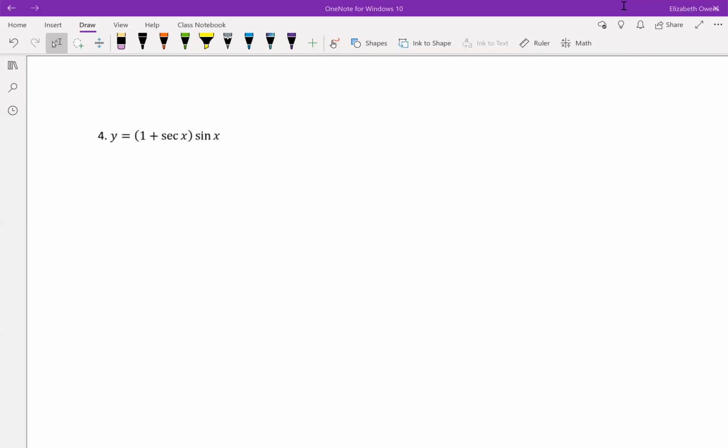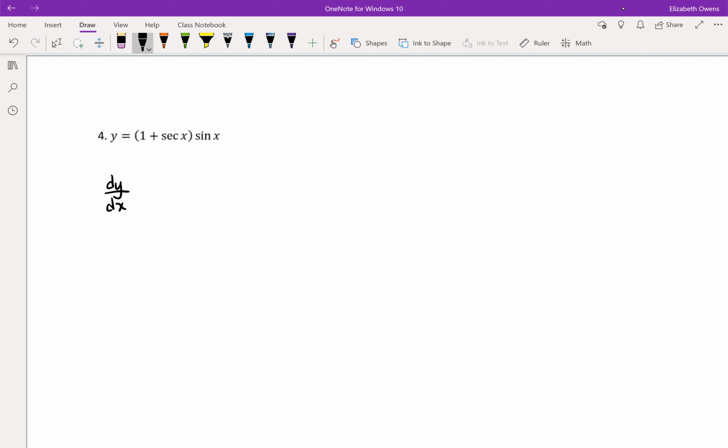Time to finish up our examples from section 3.5. So we are on example 4 right now, and the function that we're looking at is y equals 1 plus the secant of x times sine of x. And remember, we want to find the derivative dy dx for this function.